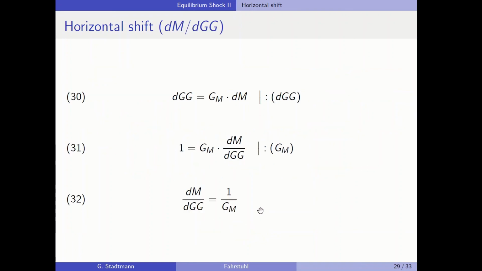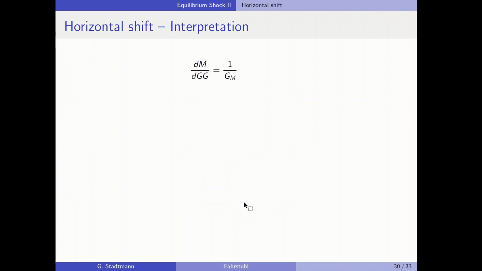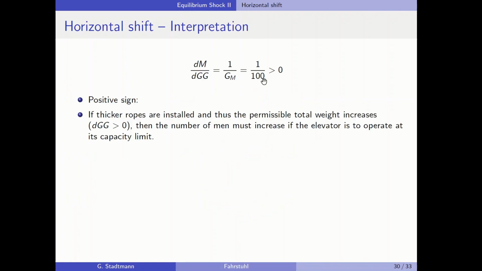When we set all these red expressions equal to 0, we get to equation number 29. Now we have to solve for dm over dgg. So we put dgg on the other hand side of the equation, then we put the weight of the man on the other hand side of the equation, and we get to this relationship here. When we plug in the numbers we have, we learn that there is a positive sign. In case that thicker ropes are installed, then the number of men has to increase so that the elevator operates at the capacity limit. So in case that there are thicker ropes and the capacity constraint increases, then more men are allowed to board.